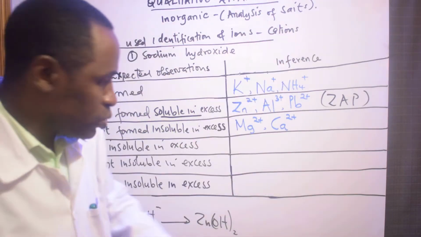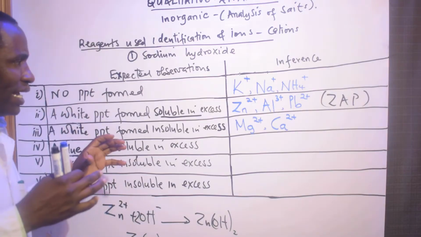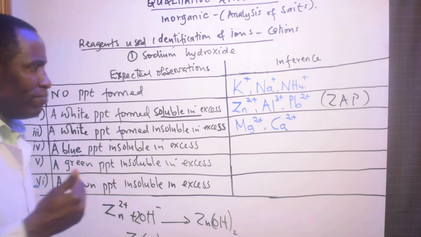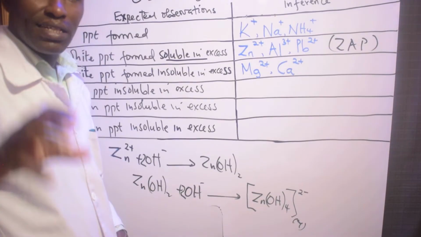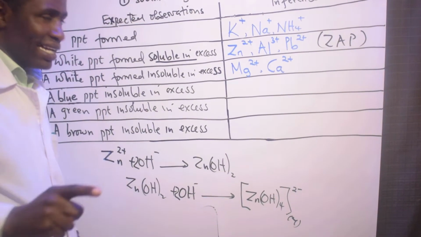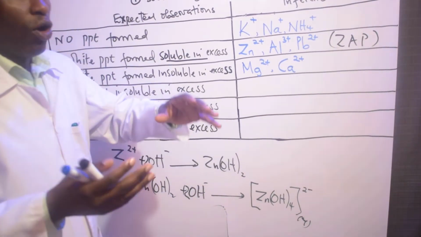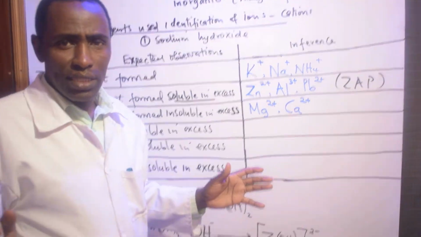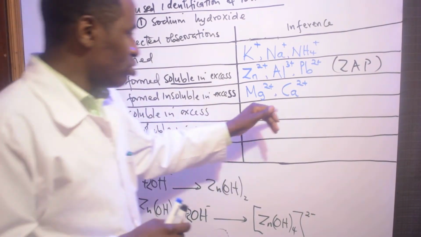You've just got to look at group 2 here, the magnesium ions and calcium ions. Now, when you're using sodium hydroxide, it's important to note that you can also have colored precipitates. For colored precipitates, their solutions are also colored. This is important to note.